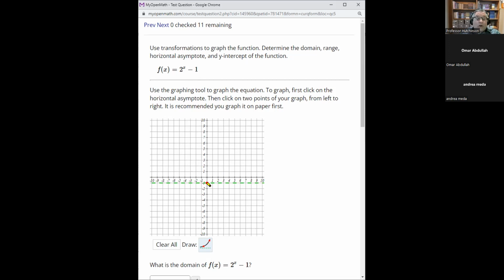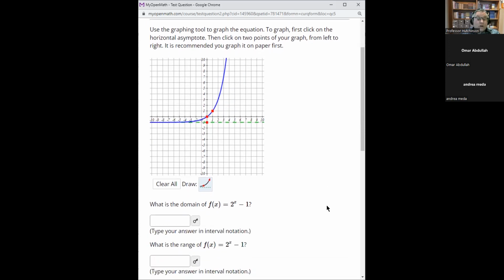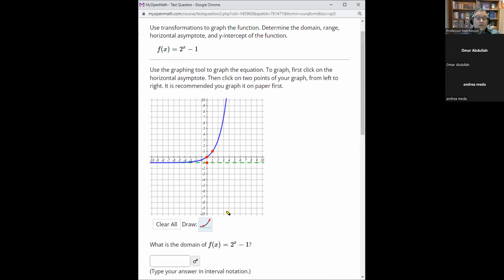Now, normally I would have a graph at 0, 1, but if we shift it down 1, that means it's going to go through the origin. So I'm going to click on that. And then as you see here, I can click on another point. The next one, it'll go through. I was at 1, 2. So now I'll be at 1, 1. And I can lock in my answer right there. And that's how you use the graphing tool on this one. So there's three clicks you have to do.